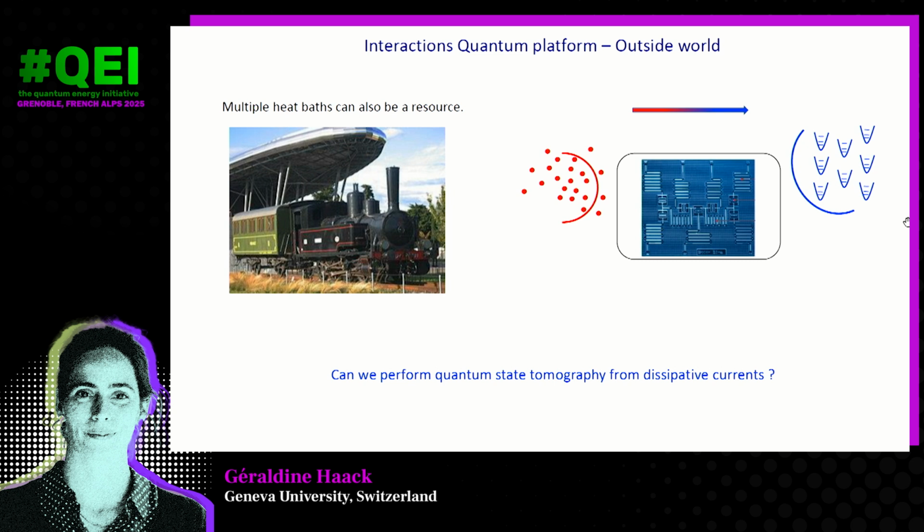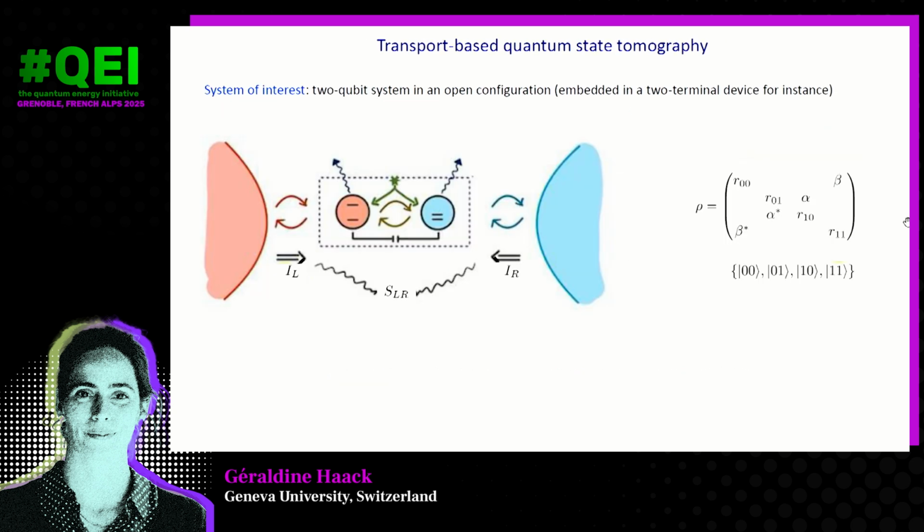So the question now, as I think you already understood, that I will ask and explain is how to perform quantum state tomography using just these out-of-equilibrium currents.